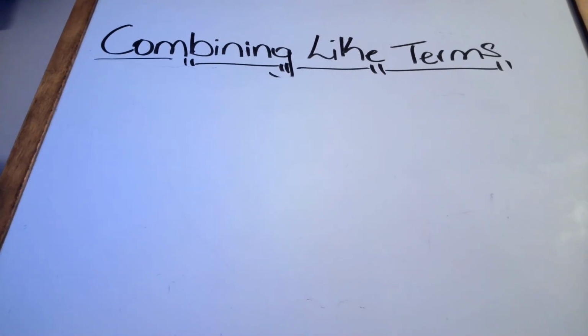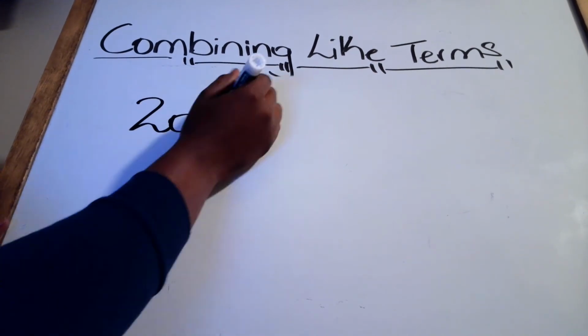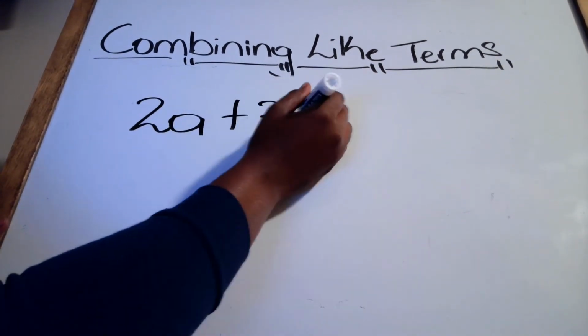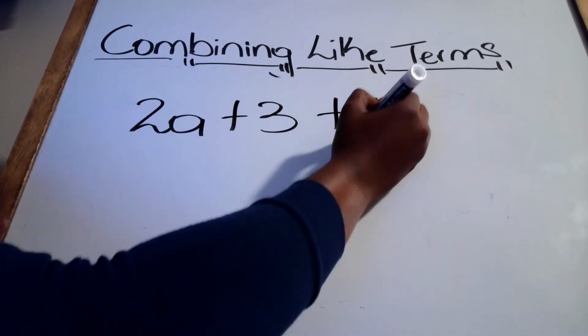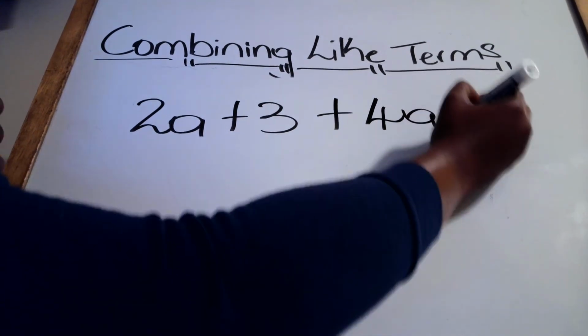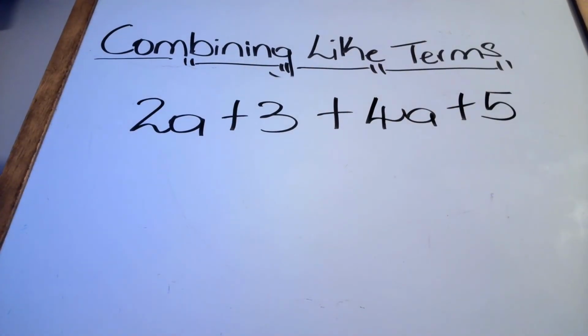Alright, let's get into it. So we are going to combine like terms, and before we can combine like terms, we have to remember what are like terms. So remember, like terms have the same variable and the same power. All like terms have the same variable and the same power.